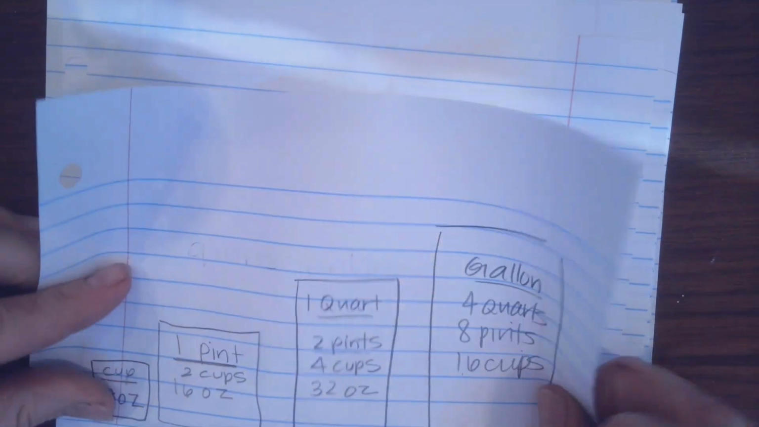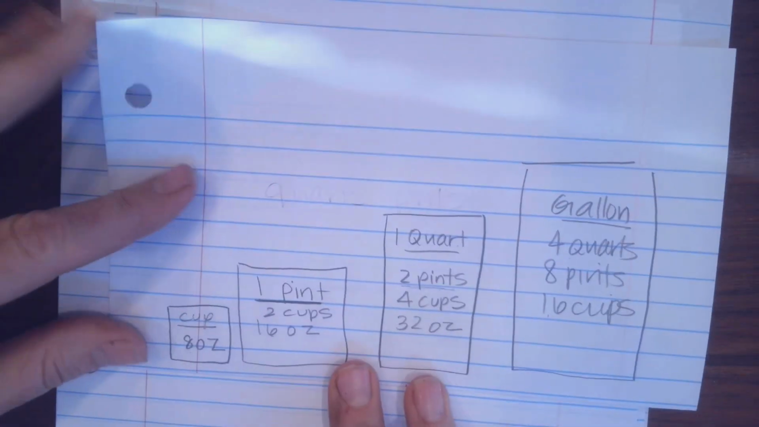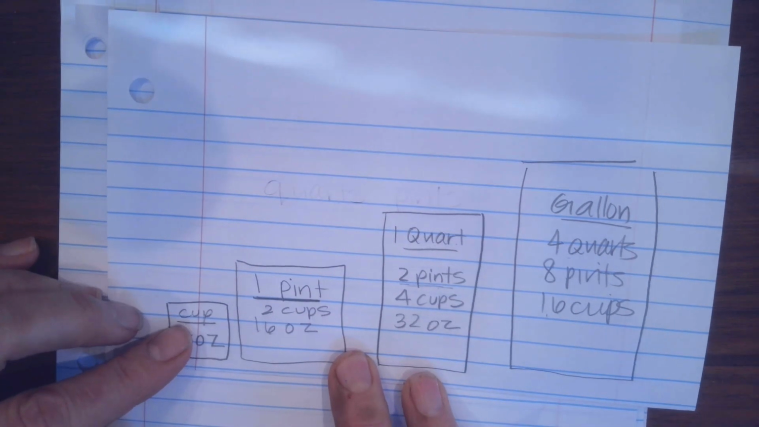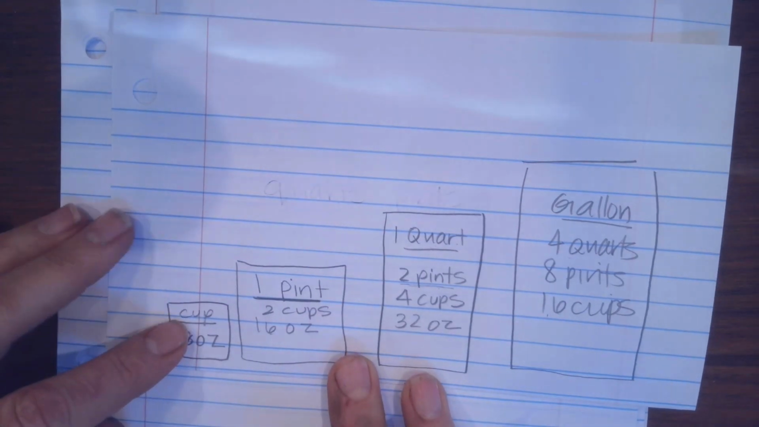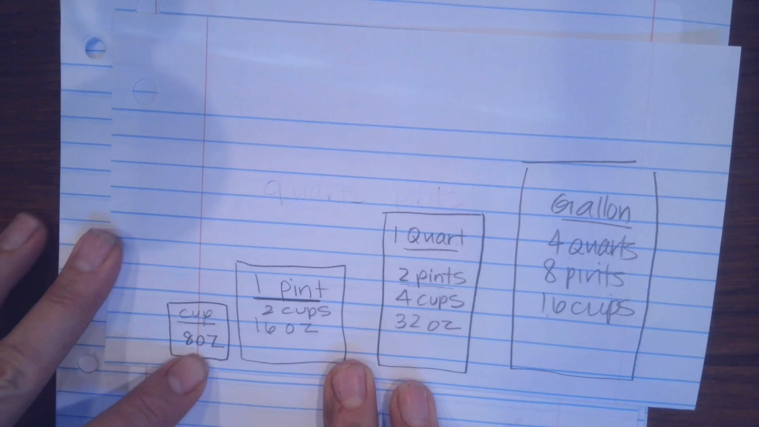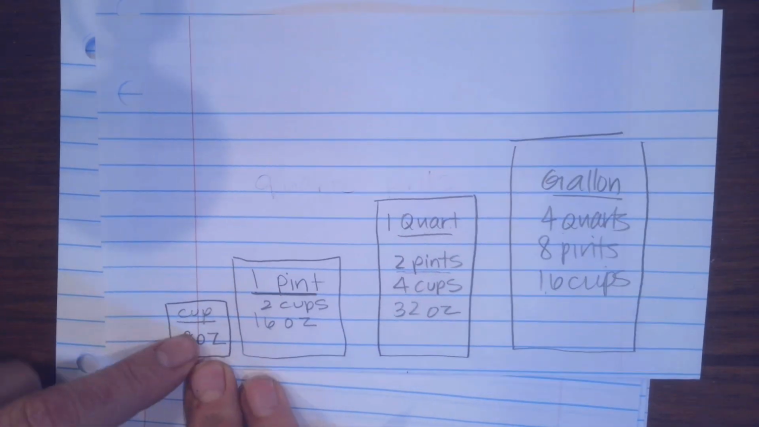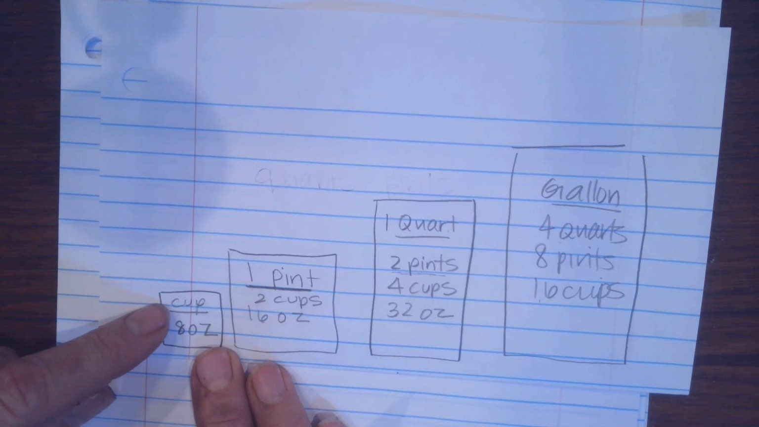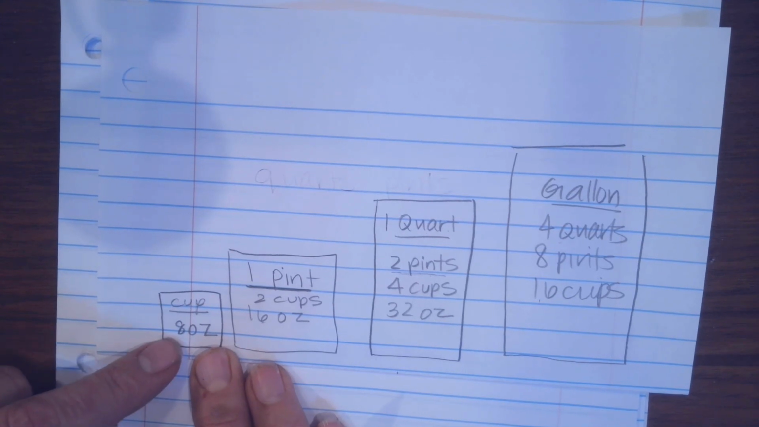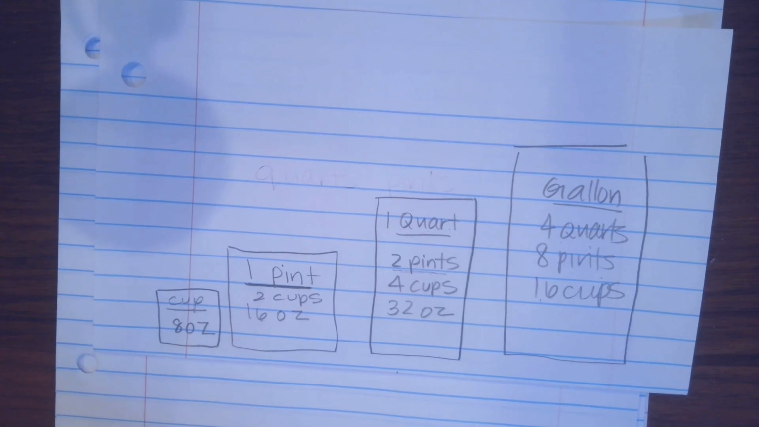So we can see, if they said John has 1 cup and Cindy has 8 ounces, we know that those are equivalent, right? Because we have our little chart here that tells us 1 cup equals 8 ounces. Yeah. Okay, I'm going to give you another one.